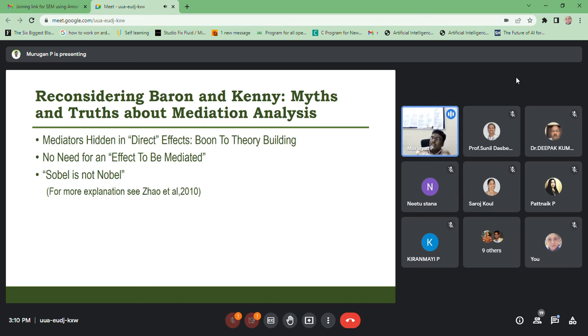And then the recommendation is, for example, in 2004 itself, Professor Andrew F. Hayes proposed a method called the bootstrapping approach. So you can also use bootstrapping for testing your mediation hypothesis. This point is clear?